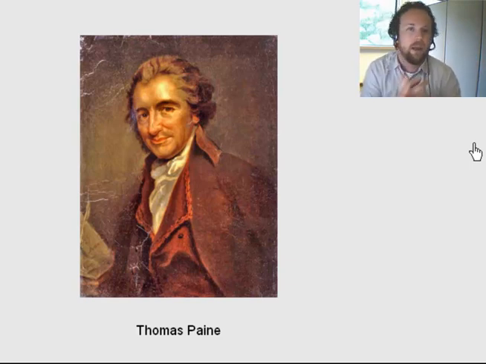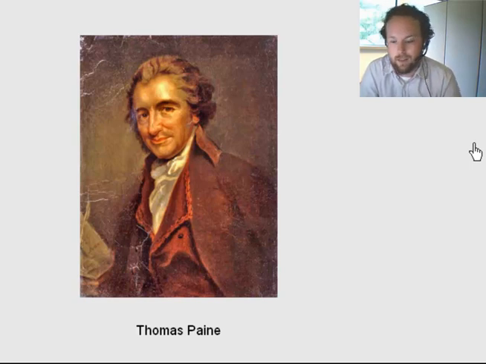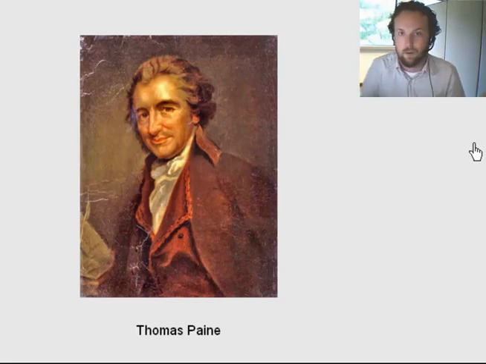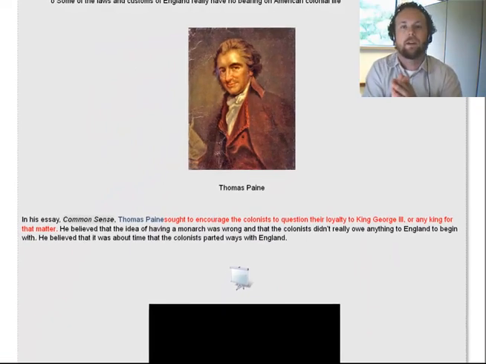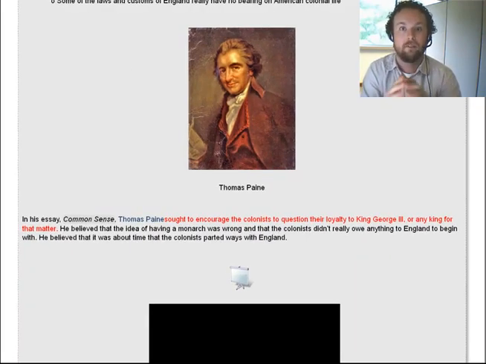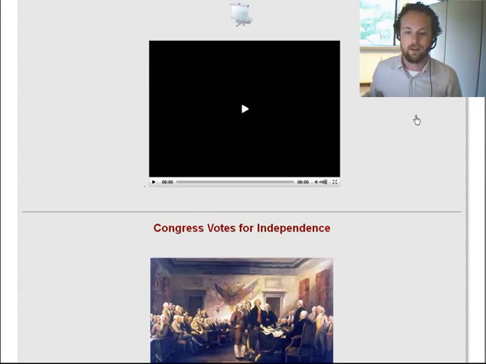He believed that the idea of having a king or some sort of monarch was wrong, and that colonists really didn't owe anything to England to begin with. They've been living in the colonies now for generations, and so there'd been a growing divide between the colonists and England. So at this point, he was like, "Look, you really don't owe anything to them," and he believed that it was about time that the colonists officially parted ways with England.